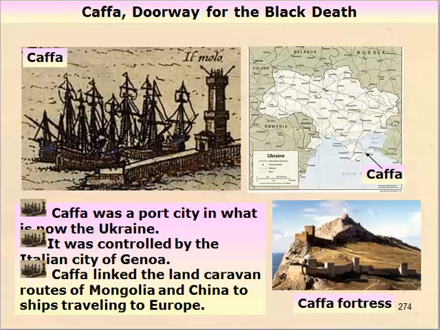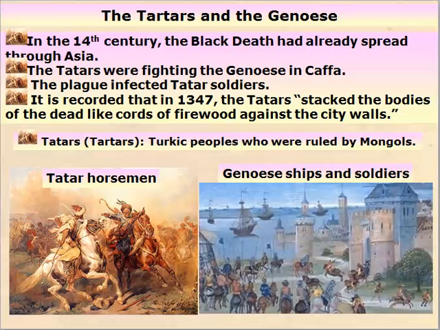Here we have Caffa, a city port, which is now in Ukraine. It was controlled by the Italian city of Genoa. Caffa linked the land caravan routes of Mongolia and China to ships traveling to Europe. So this was kind of a segue point from the China, Mongolia area to Europe. It was kind of a halfway point, maybe a little more than halfway if you're going from China to Europe. And this is where things are going to start becoming, well, bad.